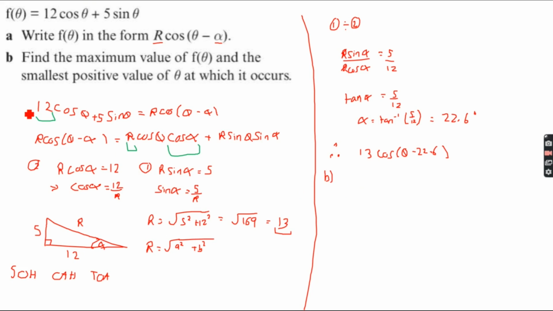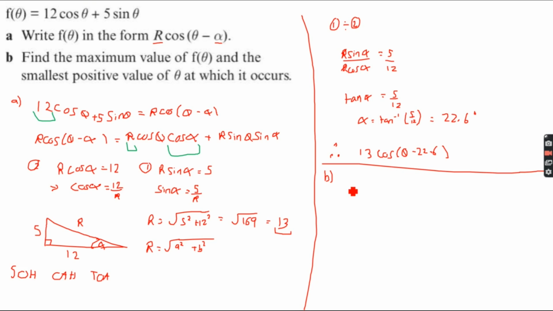Okay, fine. Let's do part B. So that was part A worked out. Now let's do part B. So part B is asking us to find the maximum value of the function of theta and the smallest positive value of theta at which this occurs. So it's actually very useful that we were able to bring it down to one expression, as I was saying earlier, because we can actually visualize the graph.